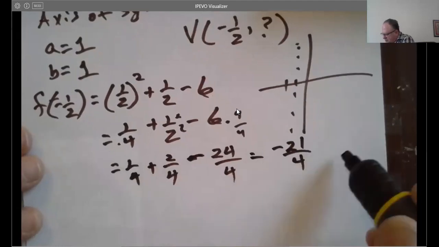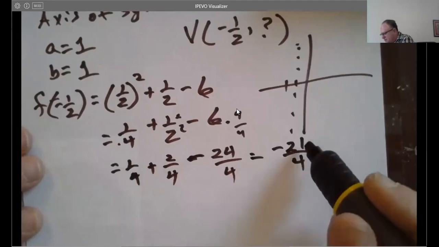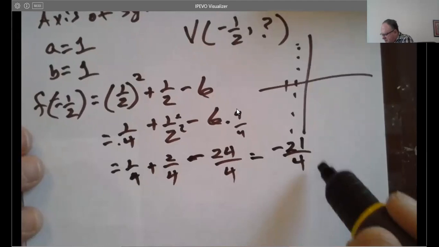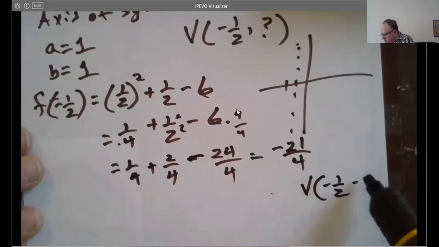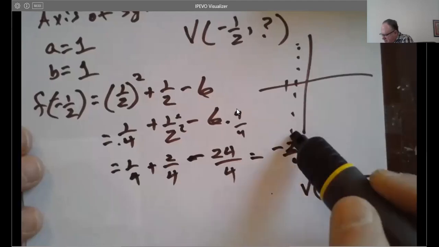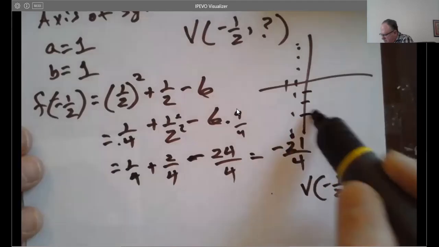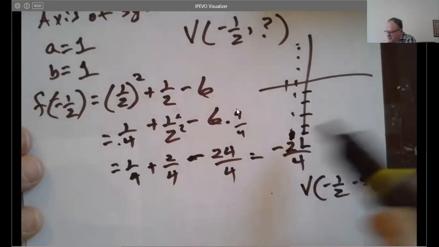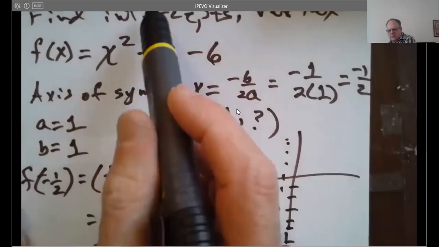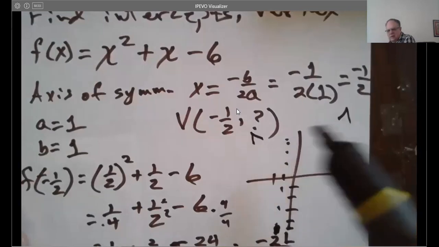So the vertex is going to be negative 21 over 4, or negative 5 1/4. So our vertex is negative 1/2 and negative 5 1/4. So that'll be down about here. If we looked at this as 1, 2, 3, 4, 5, 6, so our vertex is down here. And since this is positive, it's going to open up, right? So we're going to put up arrows here.